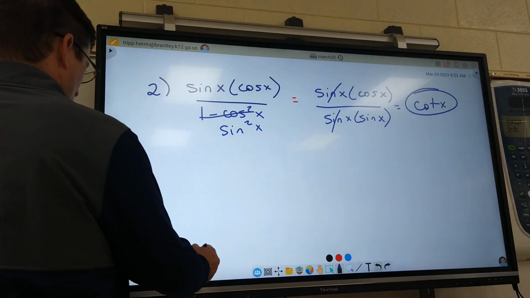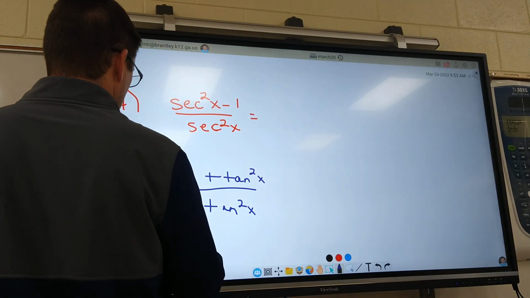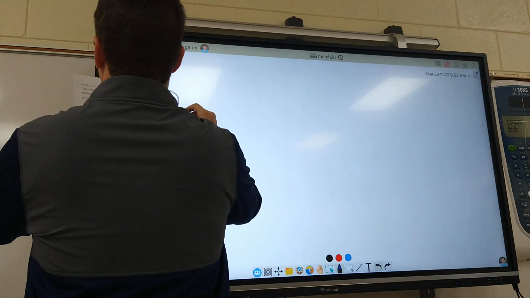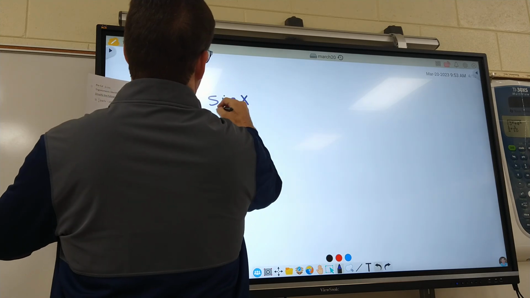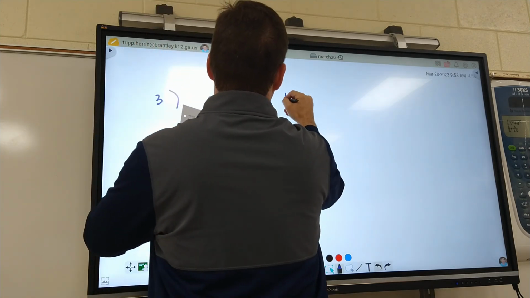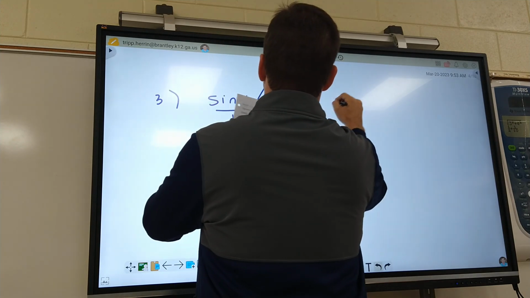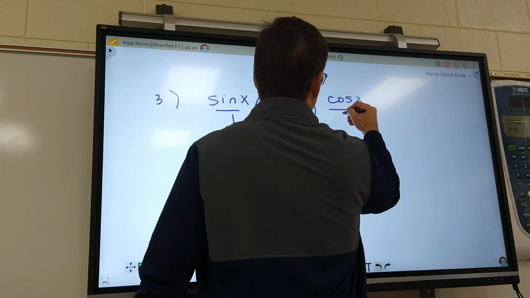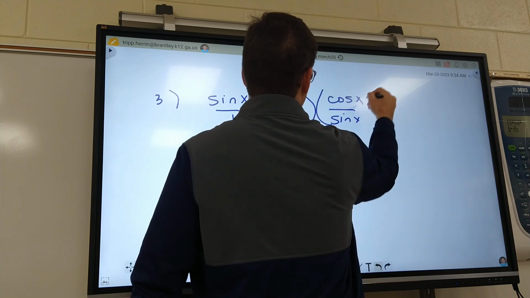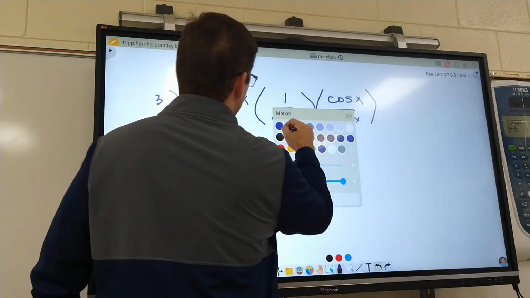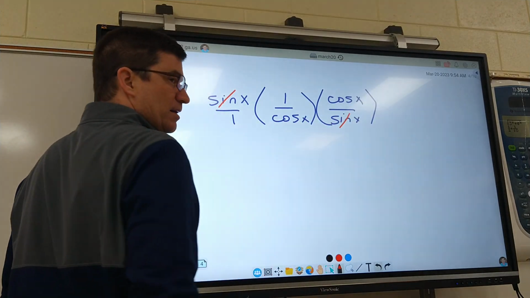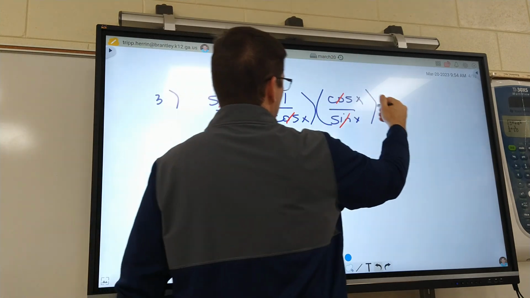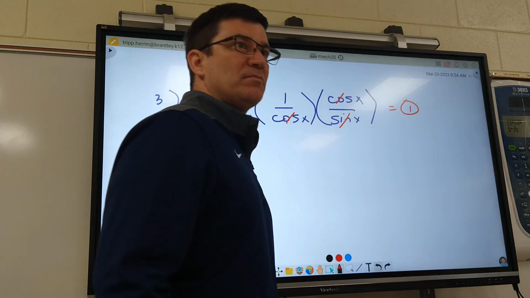All right, first thing we're going to do on number 3, I'm going to go through and change everything. So sine, I don't want to change sine, I'm just going to write it over 1. Secant is 1 over cosine. Cotangent is, what's cotangent? That's cosine over sine. All right, so now we just go through and see what cancels out. This sine will cancel this sine. As long as one's on top, one's on bottom, you cancel. Cosines cancel. Everything canceled, so my answer is 1 on that one.